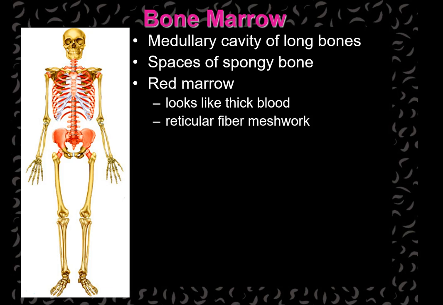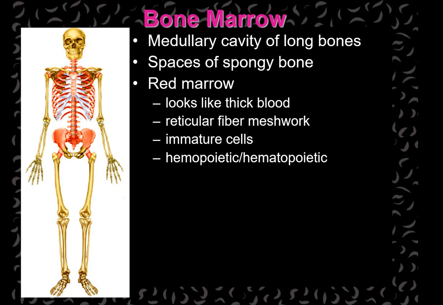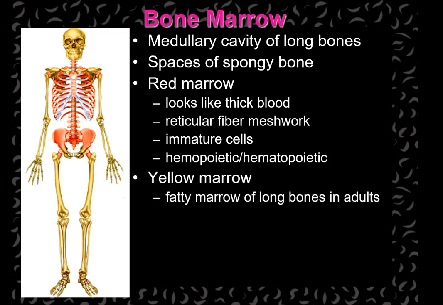This is where red blood cells develop. So would you expect to find more immature red blood cells here than in the circulation, or less? More. Okay, so lots of immature cells found here. Immature red blood cells are called reticulocytes. Mature red blood cells are erythrocytes. This tissue is said to be hematopoietic or hemopoietic, okay, because this produces these cells. The medullary cavities of the long bones transition into yellow marrow in adults. It's more of a fatty marrow.